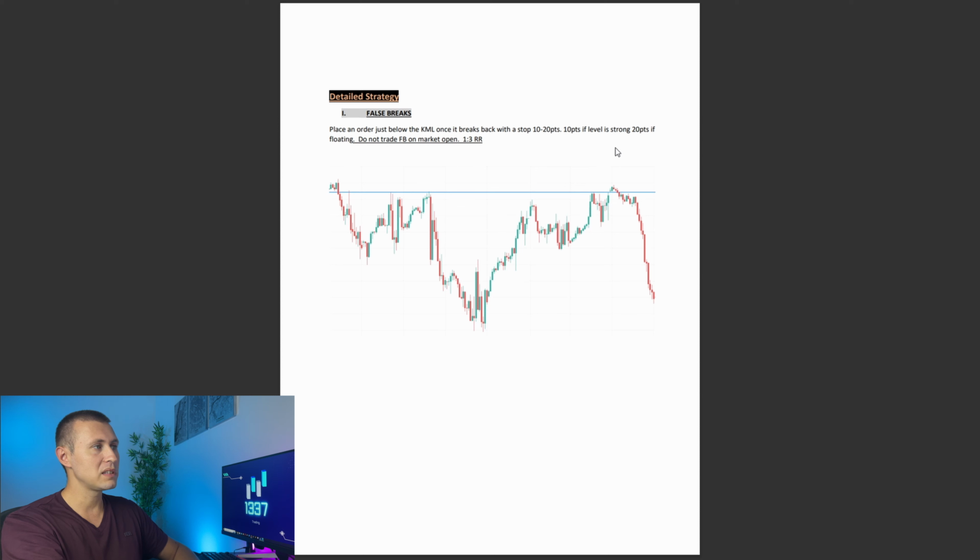My stop loss will be 10 to 20 points, which is usually going to be just a little bit above the key market level, in order to keep the loss small and to keep the risk to return as high as possible. Let's say here, if I put a 10 point stop loss, it should be somewhere, let's say here, I could be easily making like a 5 to 1 return to risk ratio. So this is false break.